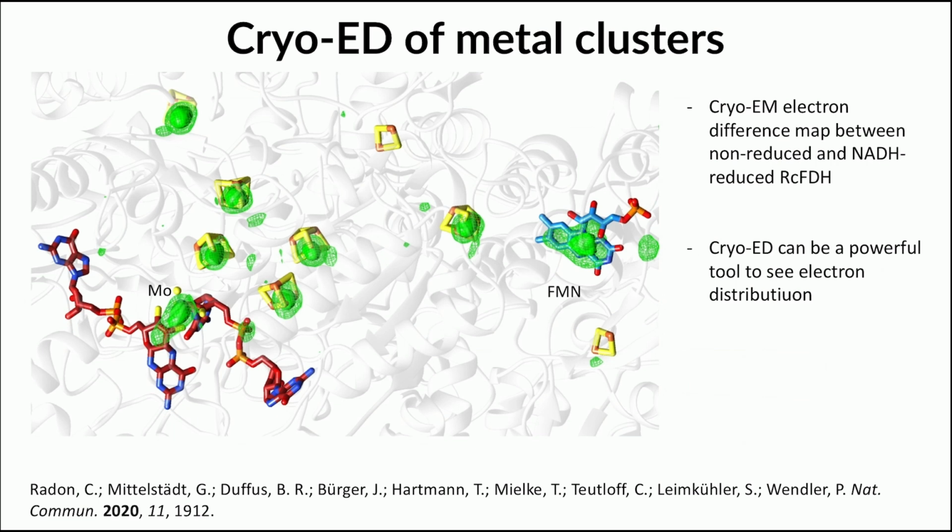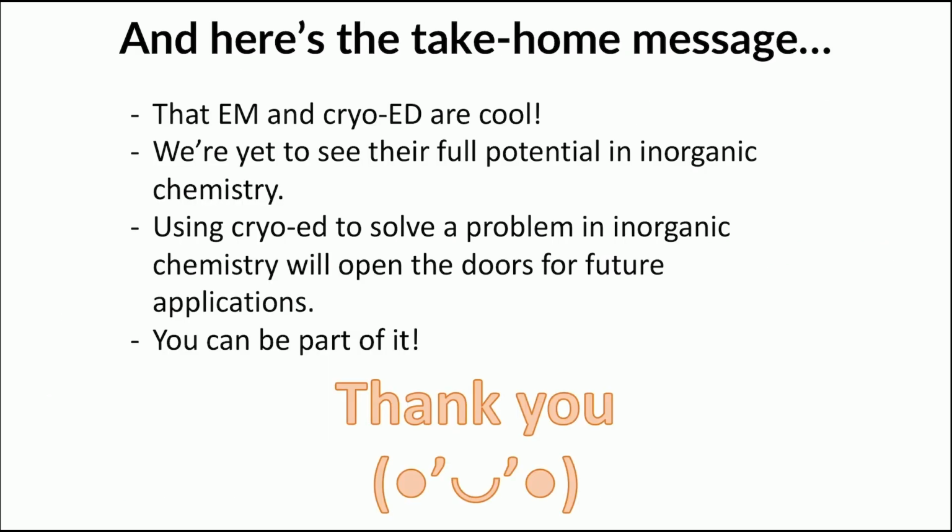Finally, I want to talk about certain potential uses in metal clusters. Because electrons are very sensitive to the electronic environment of the molecules, we can see the change in oxidation state in electron density. So when we have a reduced state of a cluster, we can see that with electron diffraction. And finally, there aren't so many techniques in inorganic chemistry, but I guess that's the main take-home message.